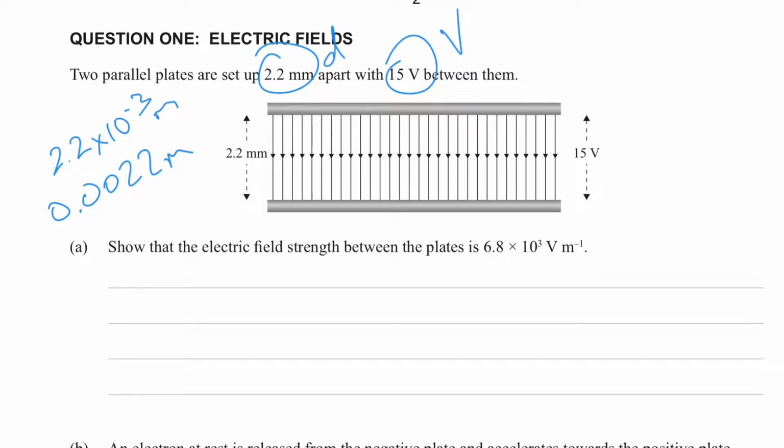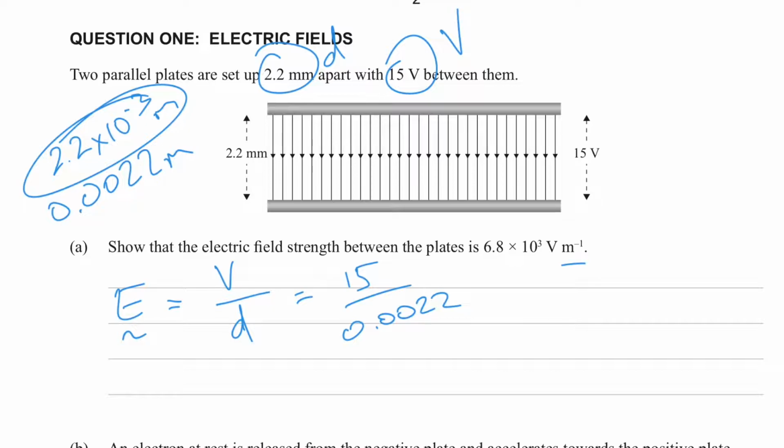So we're to show that the electric field strength between the plates is 6.8 times 10 to the 3 volts per meter. So electric field strength, wiggly line underneath the E, it's a vector field with direction and magnitude, is the voltage divided by the distance between the two plates. So the voltage you're given was 15, and the distance between the two plates in meters, because it's volts per meter, not volts per millimeter, 2.2 times 10 to the minus 3, 0.0022. You really do need to get comfortable with standard form as you move into level 3 and beyond.